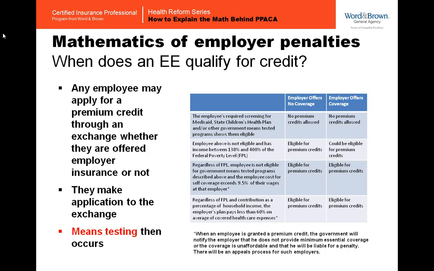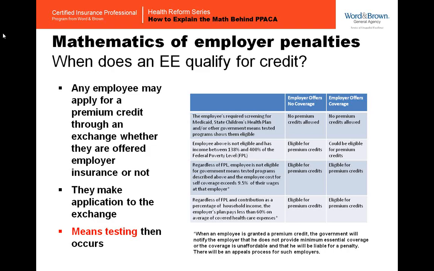What if the employer offers coverage? Well, then the guy could be eligible depending upon how the employer is offering it. We'll look at that in a moment. That has to do with affordability. Go to the next line. Regardless of where the person is against the federal poverty level, would they be eligible for premium credits if the employer offered no coverage? Yes, he would be eligible. What if the employer offers coverage?